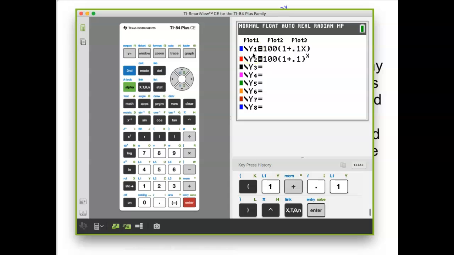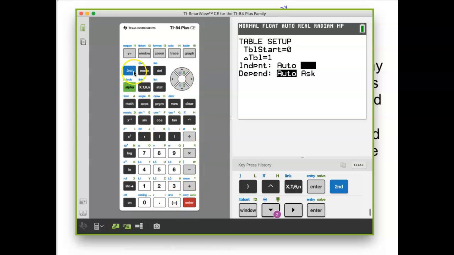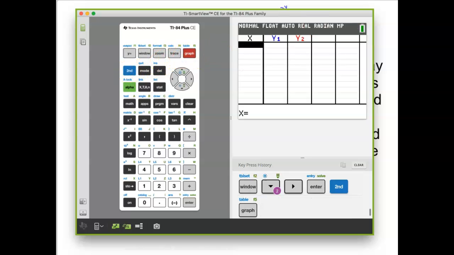So y1 is my simple interest, y2 is my compound interest formula, and then here x is just going to be the number of years. And I can actually set up a table by going to second window. I'm just going to change the independent variable to ask. So now if I go to table, which is second graph, cool. My x is going to be my number of years, my y is going to be the amount in the account after that many years, and my y2 is the amount for compound interest after that many years. Sorry, y1 is simple interest, y2 is compound interest.